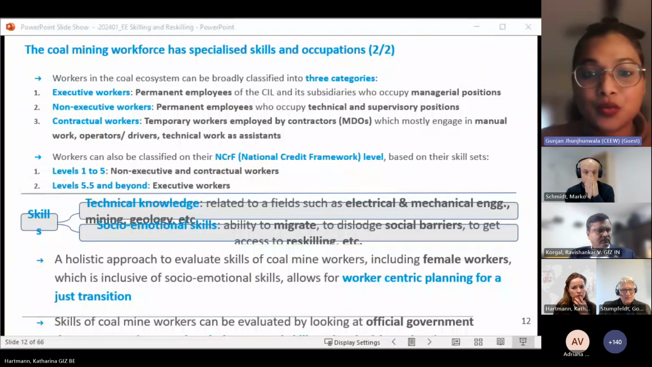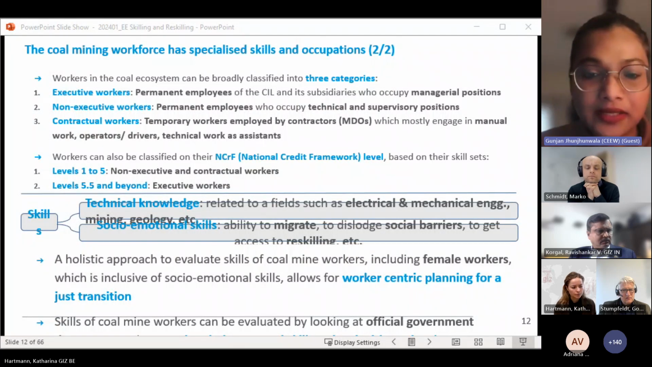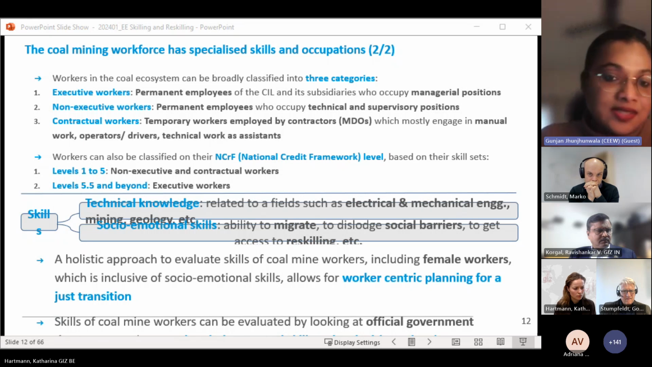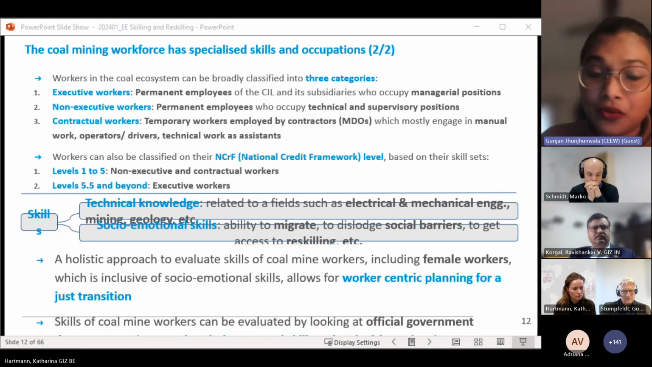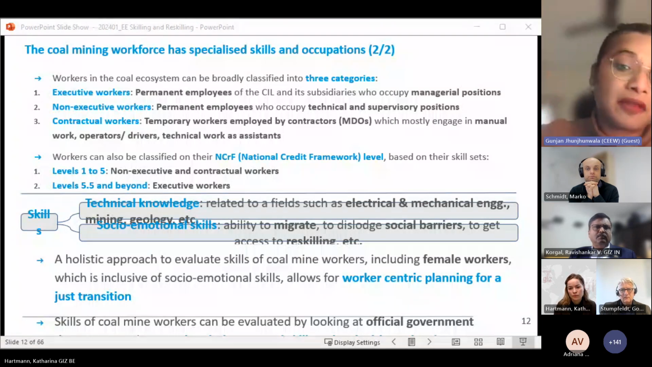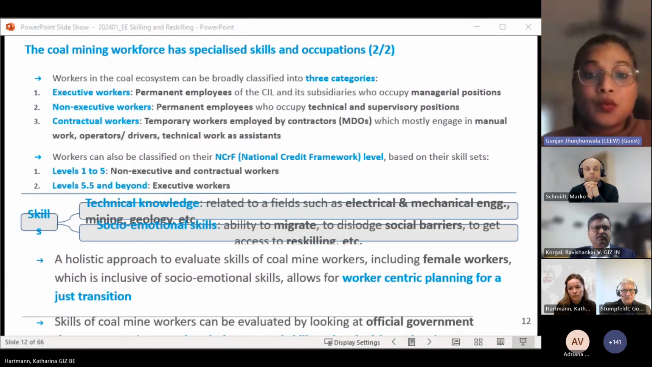And so when we looked at the coal mining workforce, I've mentioned this already, so I'll go through it quite quickly. We've got the executive workers, mostly permanent and occupy managerial positions. Non-executive workers, also permanent, do mostly both technical and supervisory work. And then the contractual workers, which is in the name itself, they are temporary workers, and a lot of them do technical work, but that's of operators, drivers, assistants, manual work, and so on. And then there are levels. So this could be quite typical to India, but we've got levels that say how skilled you are, or what are the skills that you're going to have in performing your job. So if you're level 1 to 5, you're in the non-executive and contractual worker category, and anything above 5.5 is the executive worker category.